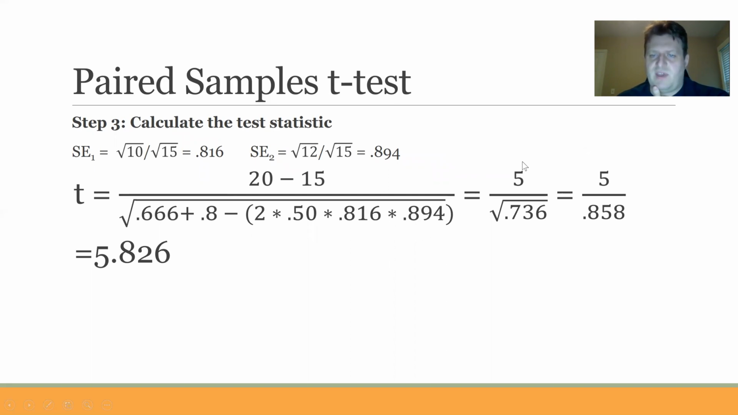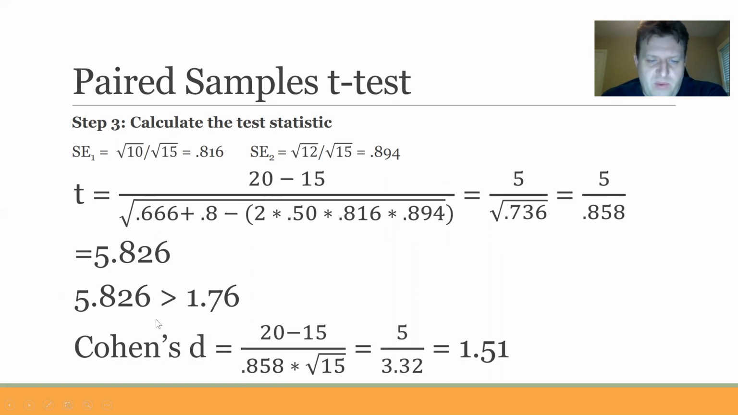Okay, so when I do this, I have 5 over the square root of 0.736, or 5 over 0.858. This is going to give me a t-value of 5.826. This is going to blow the critical value out of the water. Okay, beautiful. But we're not done with step 3.